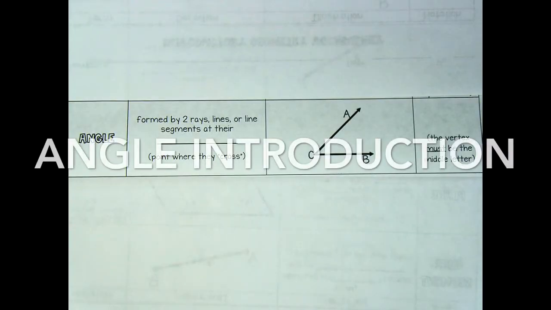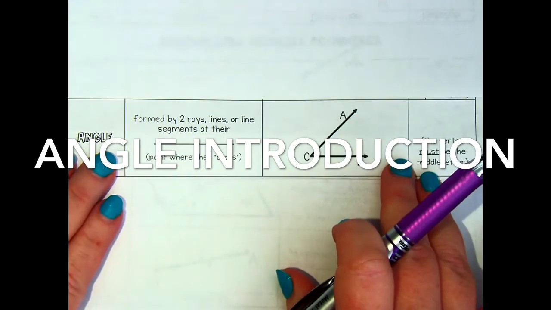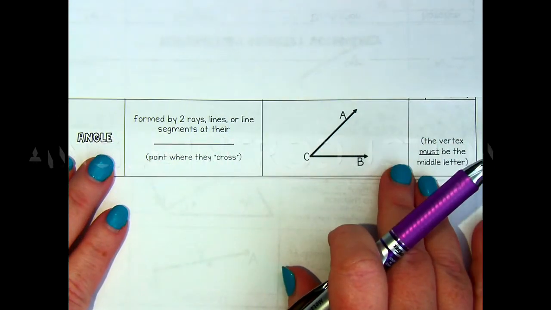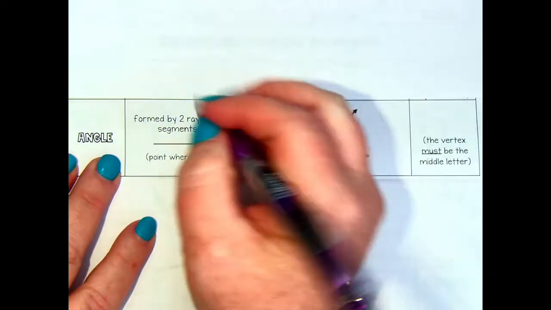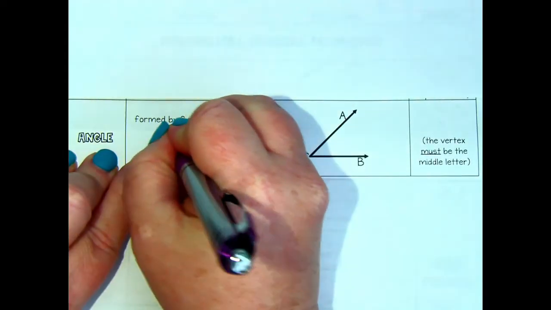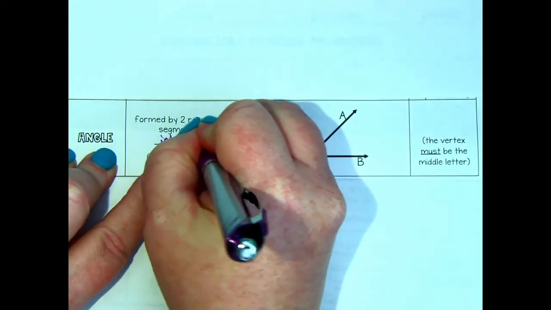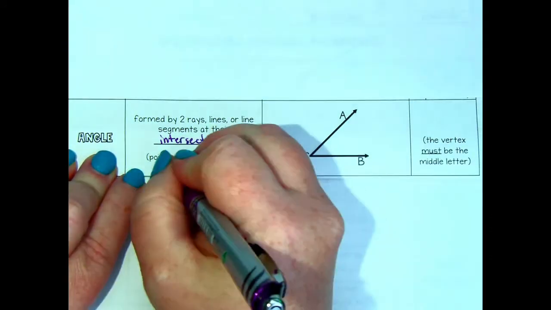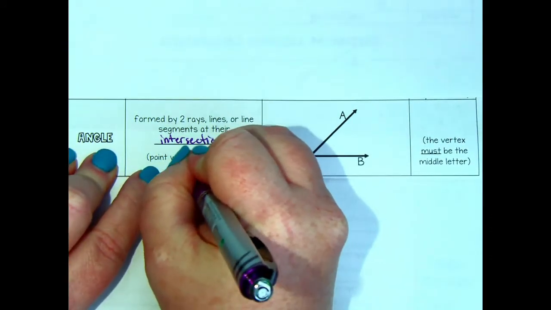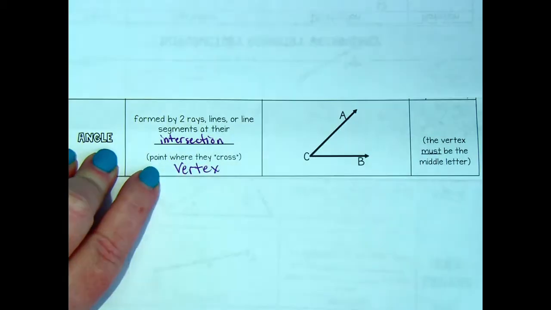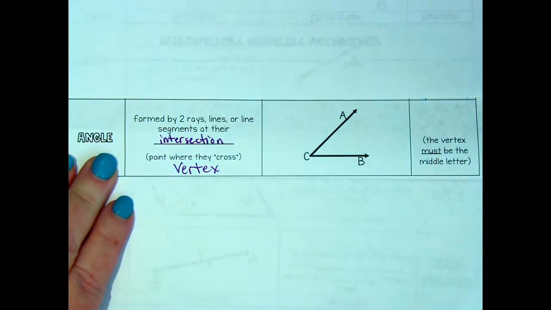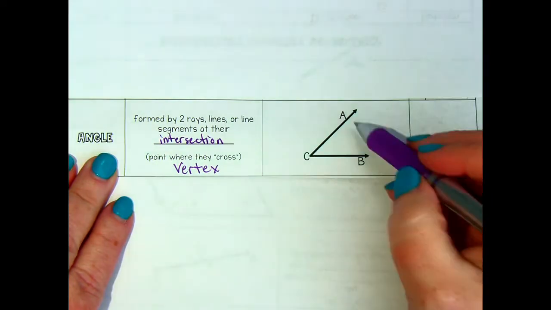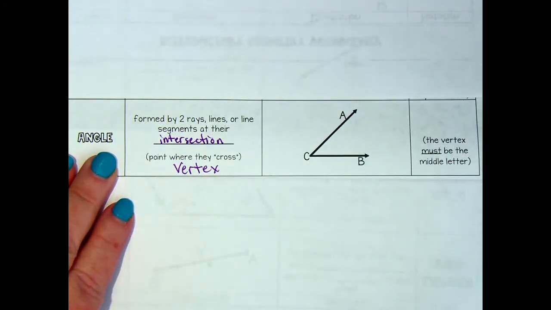Today we are going to be talking about angles, and angles are formed by two rays, two lines, or line segments at their intersection. And the intersection is the point where they cross, and it is also called the vertex. And because the vertex is a point, you will notice that all of these use capital letters.